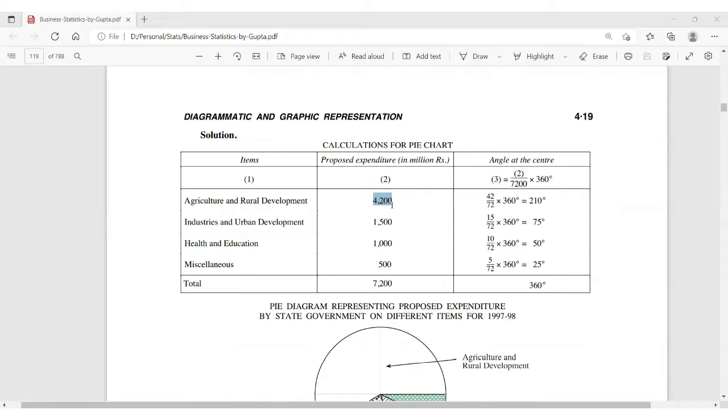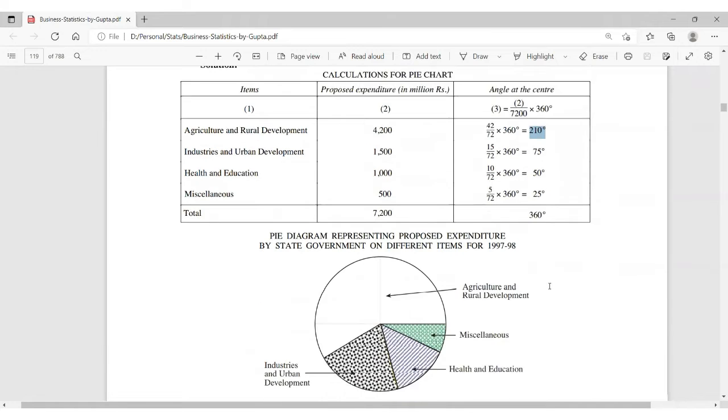The first figure is 4,200 divided by the total, into 360. Yes, sir. Right. So we get the central angle 210. Similarly, for the second, 1,500 divided by the total into 360 degrees. Right. So similarly, we get the central angles of all the corresponding values. Right. If we total these, it comes to 360 degrees. Okay.